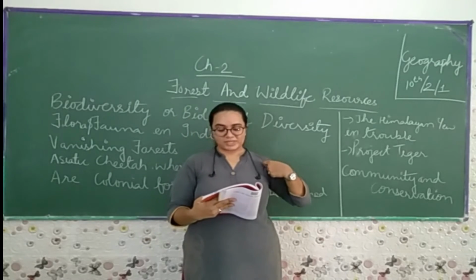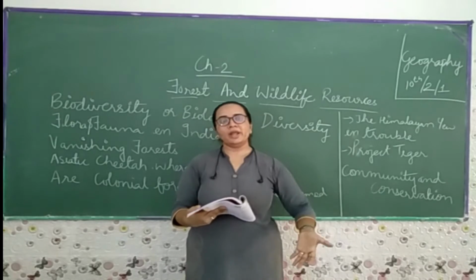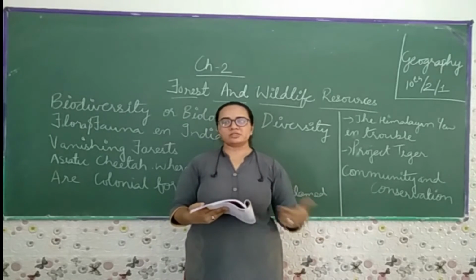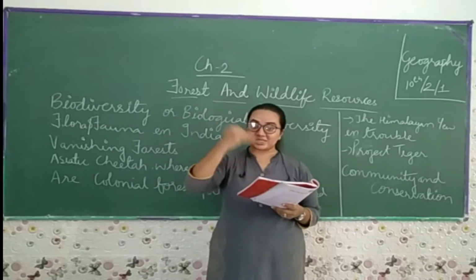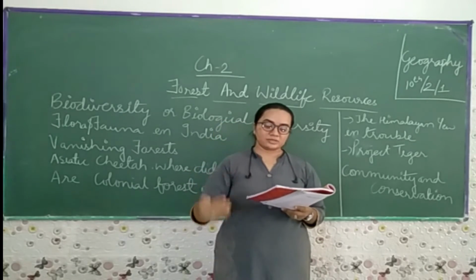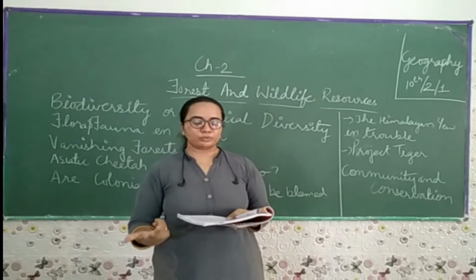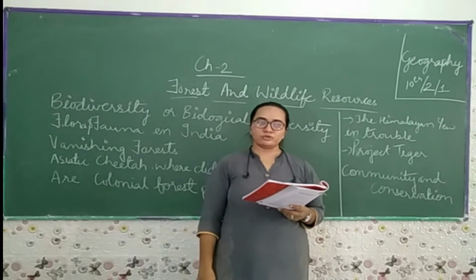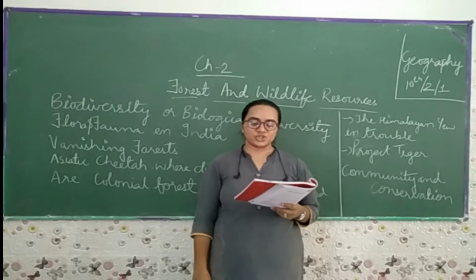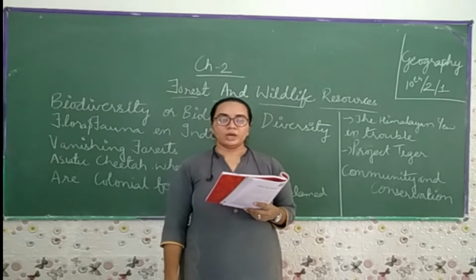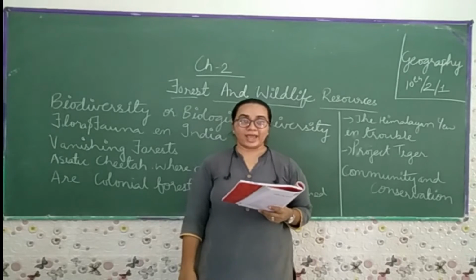Now, vulnerable species. They are not on the verge of extinction, but they are going to become endangered. These are species whose population has declined to a level from where they are likely to move into the endangered category, meaning they are likely to go extinct in the near future if the negative factors continue to operate. Examples of such species are the blue sheep, Asiatic elephant, Gangetic dolphin, etc.